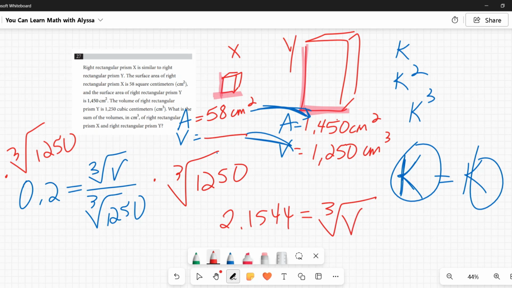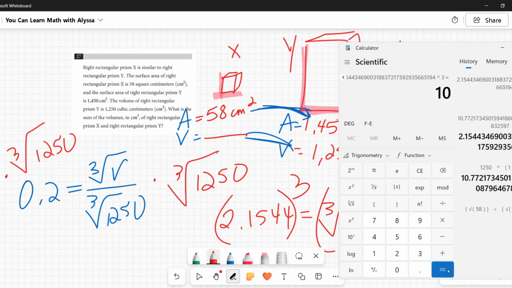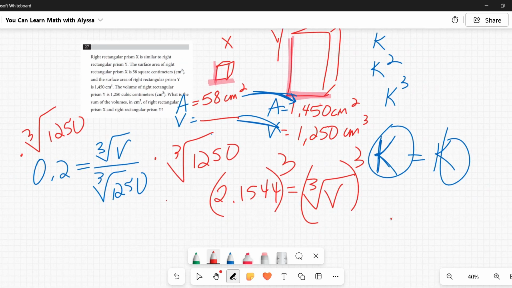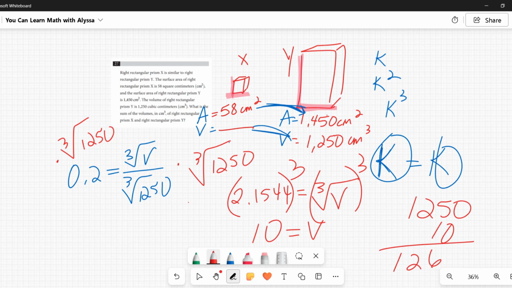So to solve for v, I'm going to cube both sides. All right, go back over to that 2.155, to the power of 3. 10. Wasn't that nice and neat? But you weren't expecting that one. So now I know that the volume of my other little cube is 10. And what was the question? What is the sum of the volumes? My y is 1,250. My x is 10. That 10 looked really weird. Total is 1,260.